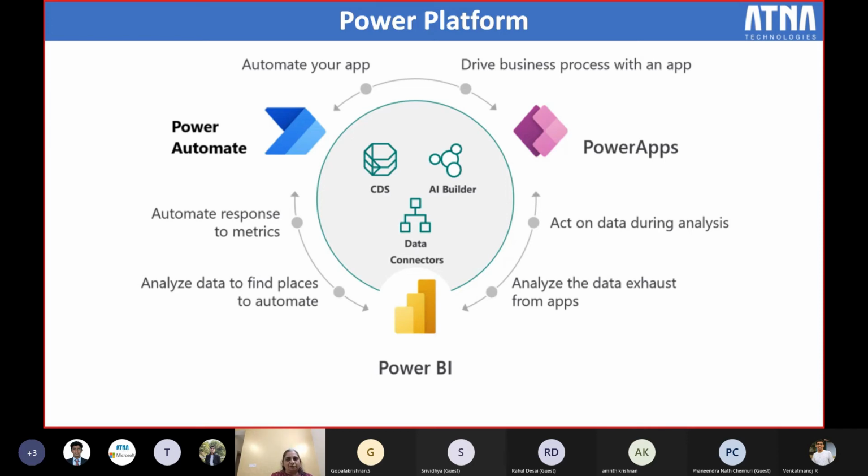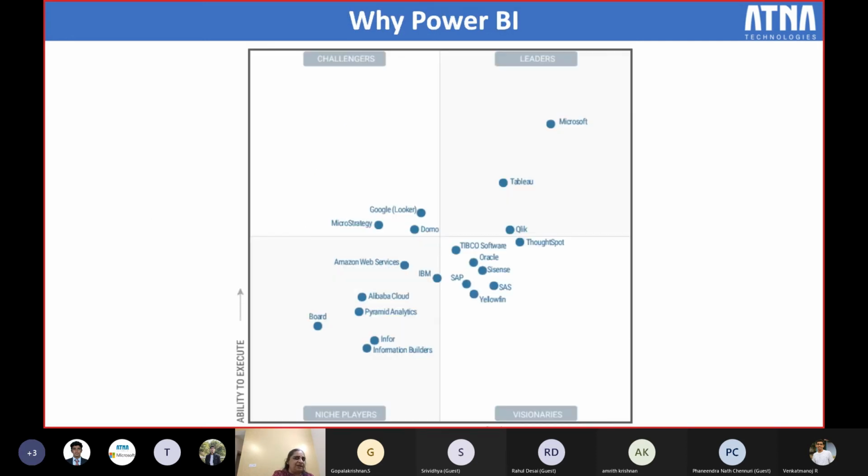So this makes a Power Platform, out of which Power BI is one of the major components. So why Power BI? Because the industry has a lot of tools and all tools are very good, but then why Power BI? You could see that this is a quadrant published by Gartner, and you can see that Power BI is there right on the top, led by Microsoft.